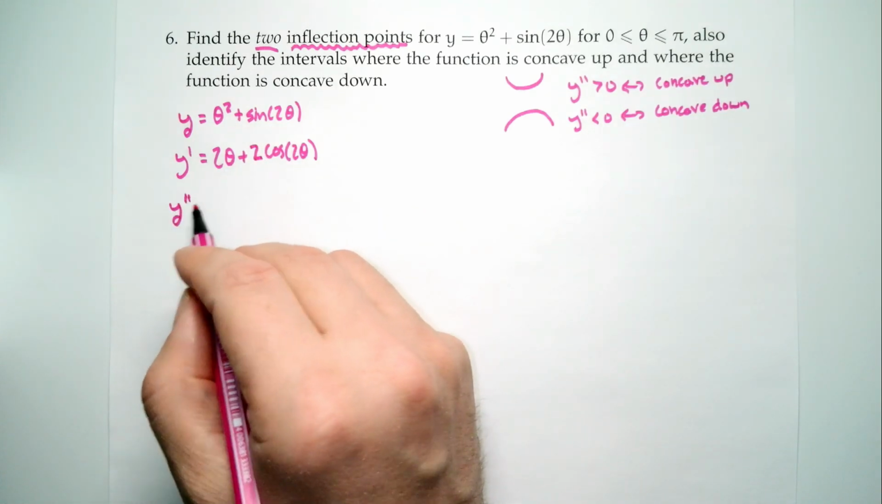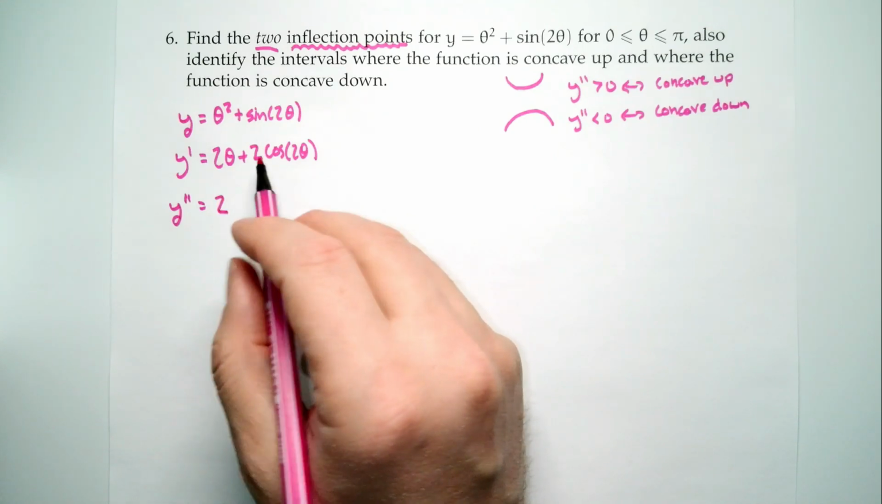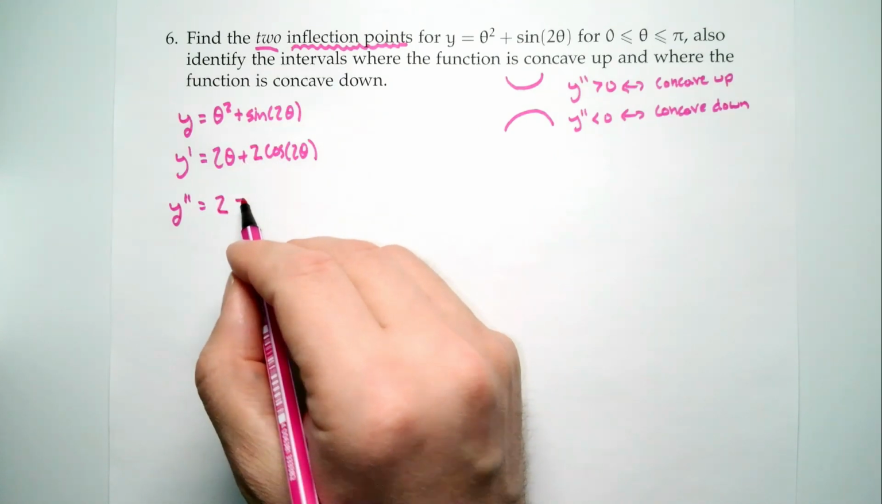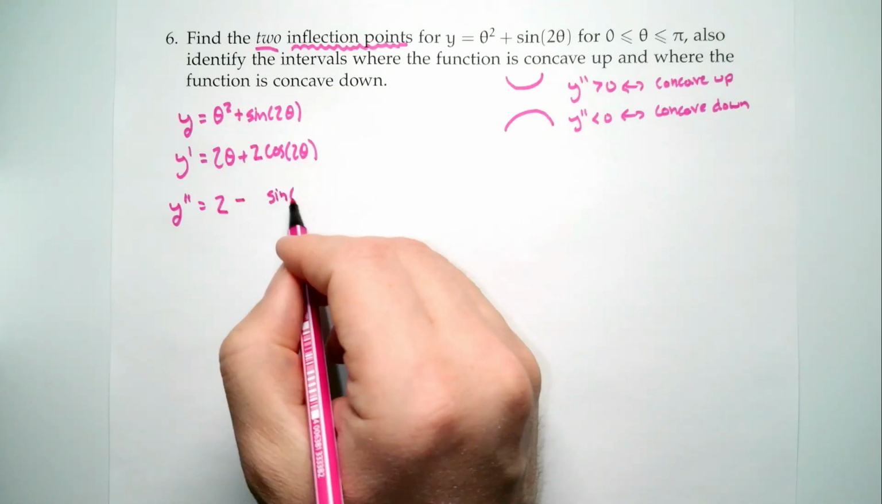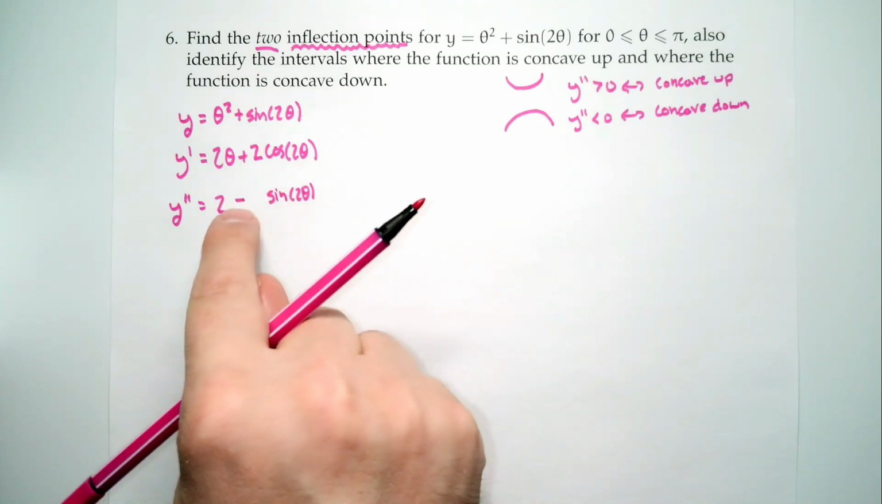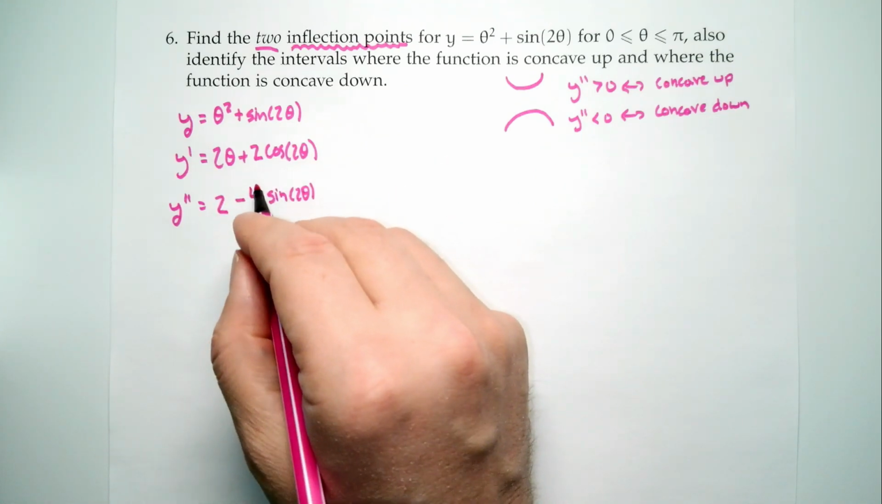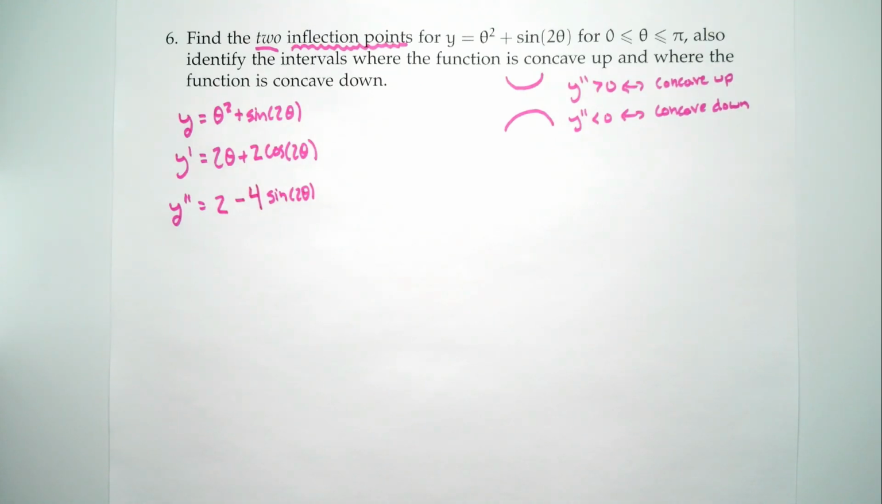Y double prime. Well, the derivative of 2 theta is 2. Then the derivative of cosine is negative sine. But again, we've got to compensate for the 2, so we'll multiply by the 2 again. There was already a 2 there, which gets us up to a 4. So 2 minus 4 sine of 2 theta.